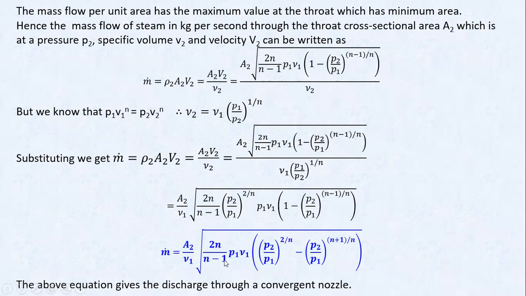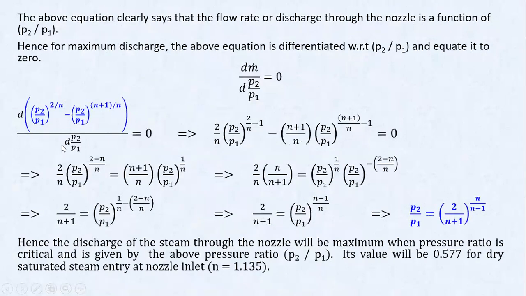So n by n minus 1 are constants, and even inlet pressure and inlet specific volume will be constant, area of cross section will be constant. So we are taking only this part, P2 by P1 power 2 by n minus P2 by P1 whole power n plus 1 by n, and differentiating that with respect to P2 by P1 and equating it to 0. So we'll take this part.